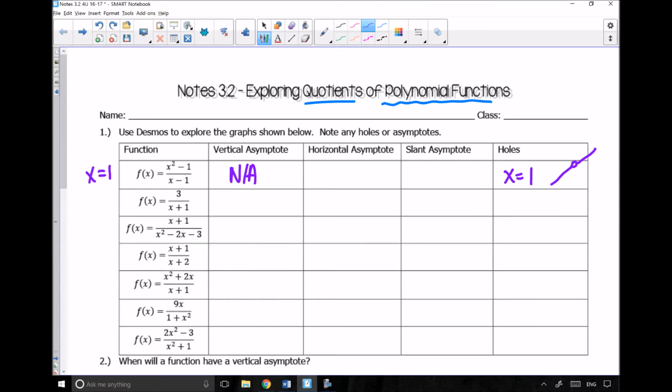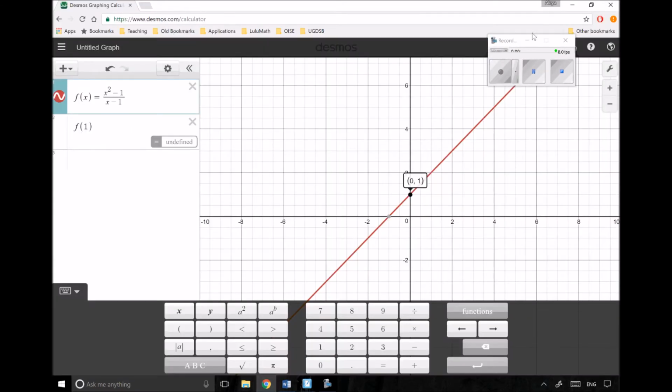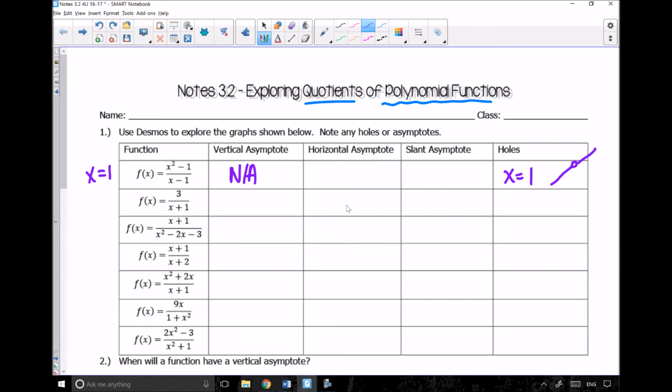Now let's see, do I have any horizontal asymptotes? Since this is a straight line, I don't have any horizontal asymptotes. I don't have any y values that it's approaching with my end behavior. So I can conclude that there is no horizontal asymptote, and the slant asymptote ends up being a slant line anyway, so we don't have to worry about that, okay? Now let's take a look at the next example.